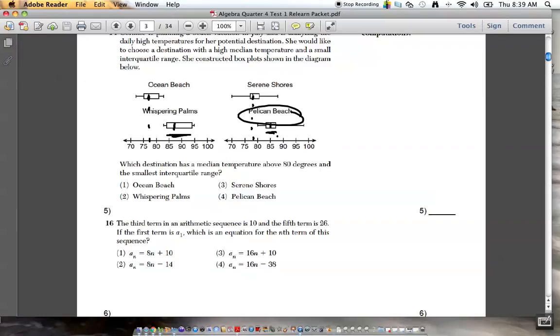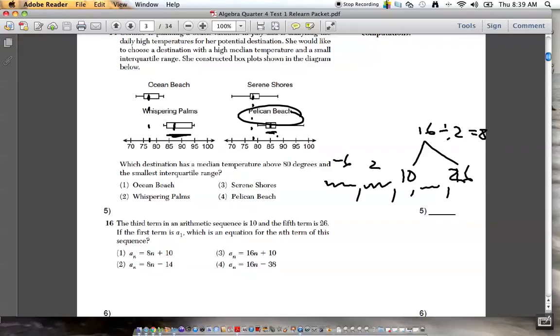Number 5, the third term in the sequence is 10 and the fifth term is 26. So, see, first, second, third term is 10, fourth, fifth term is 26. You go up a total of 16, and you're going up 2 places, so divided by 2, that's 8. So 10 backwards becomes 2, 2 backwards becomes -6. And if you notice, there's no choice that is either one of those.